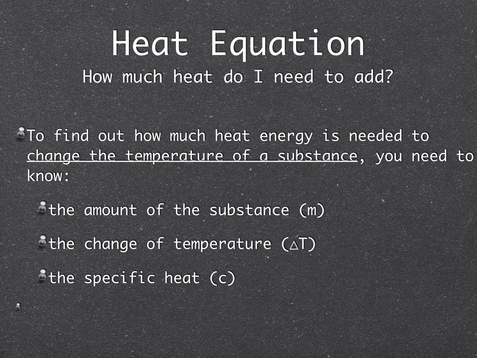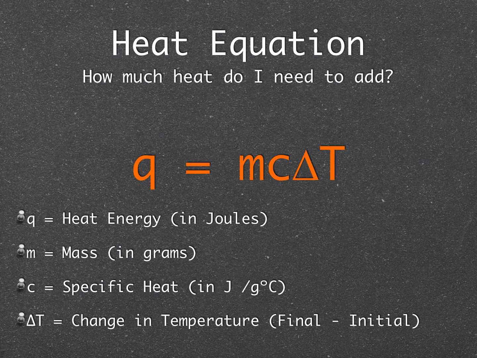If the substance is water, we have a standard specific heat that we can use, but if it's anything else, you need to be told what the specific heat is. The equation to solve this looks like this. We call it the MCAT equation. This value is Q, which stands for the heat energy in joules, set equal to the mass times the specific heat times the change of temperature.